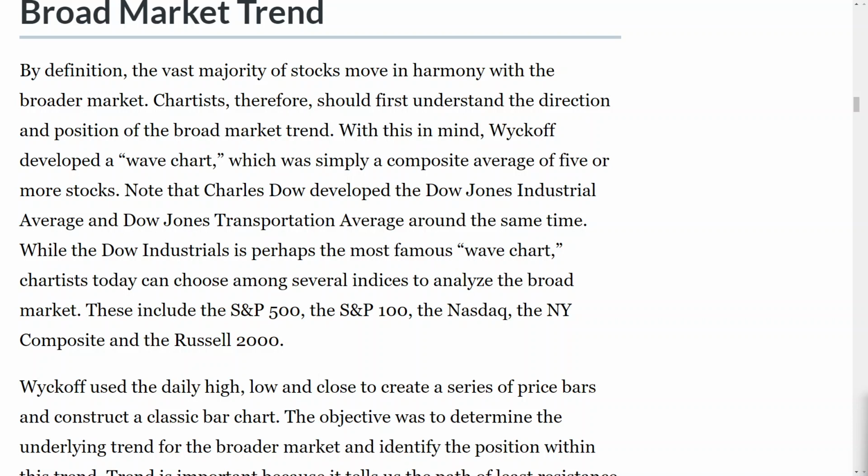Note that Charles Dow developed the Dow Jones Industrial Average and Dow Jones Transportation Average around the same time. While the Dow Industrials is perhaps the most famous wave chart, chartists today can choose among several indices to analyze the broad market. These include the S&P 500, the S&P 100, the Nasdaq, the NY Composite and the Russell 2000.